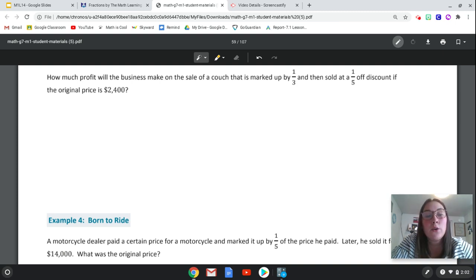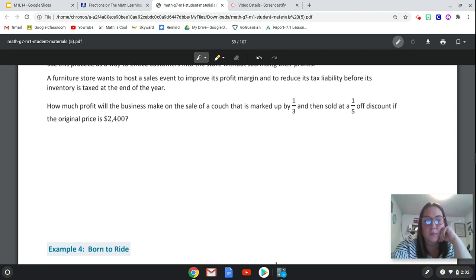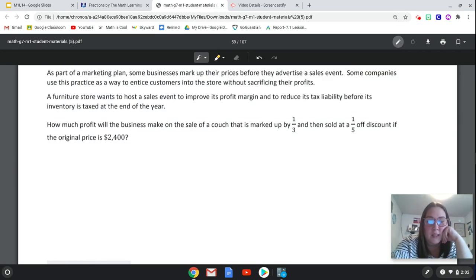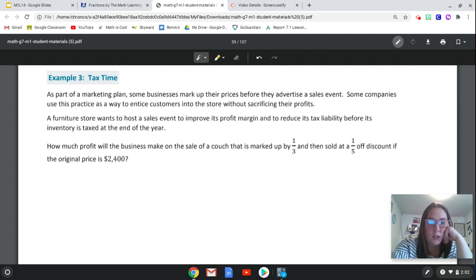Hey guys, so earlier we were doing really simple one-step, multi-step ratio problems. This one gets really confusing because there's two fractions in here and there's an original price, and they're using words like markup and markdown and discount, and what does that even mean? So let's break it apart. Honestly, most of this problem is just information that you don't need to know.